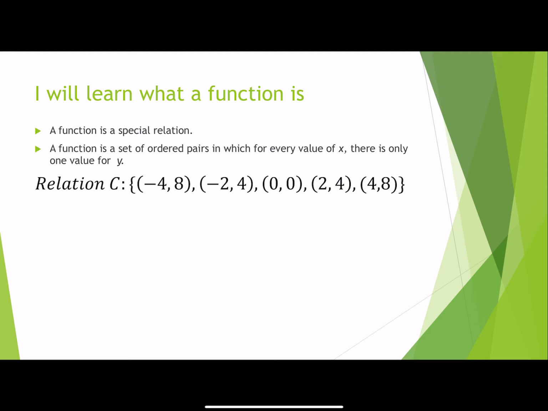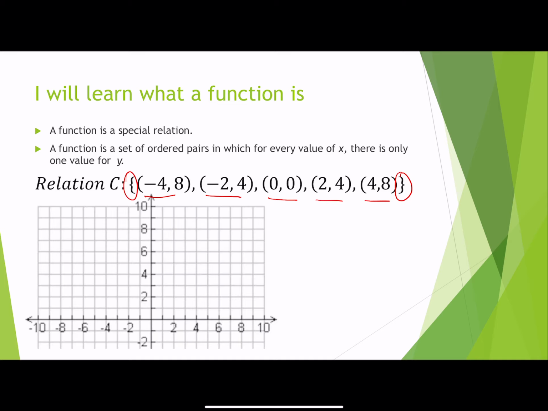Let's look at relationship C. I have a bunch of points, which defines a relationship, and this is the mathematical symbol for sets. Here I have a relationship. These are all my points graphed. Now, do you see that for an x value, I only have one y value, but for the same y value, there's two different x's?